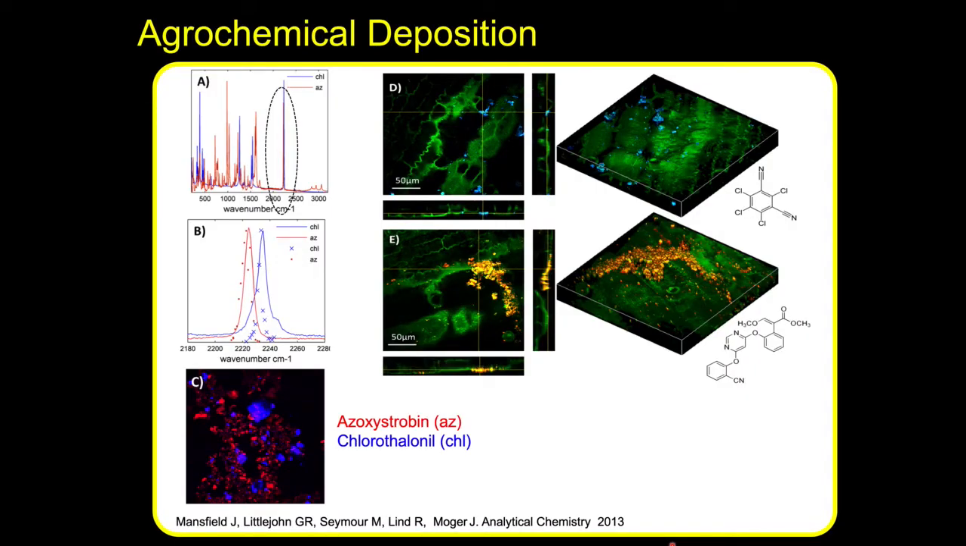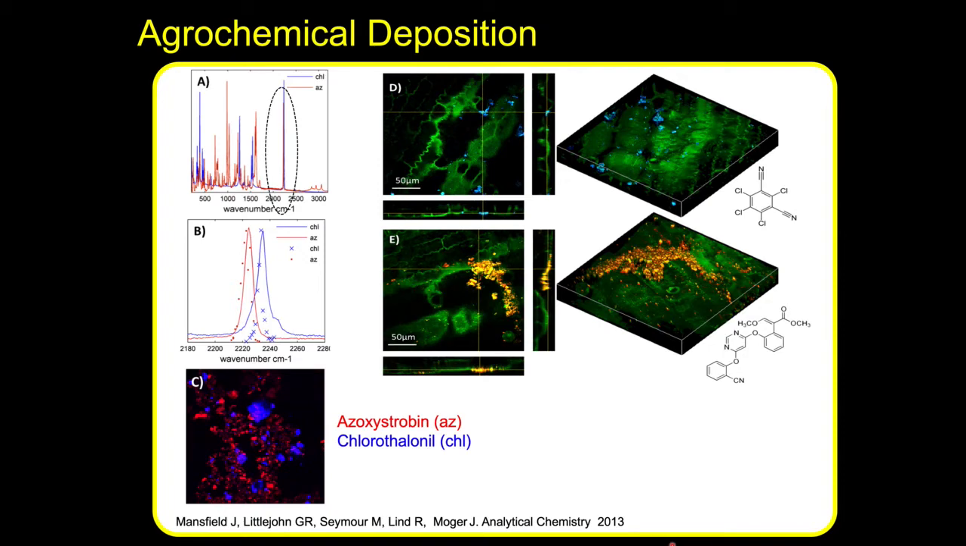So we've imaged the deposition of agrochemicals onto the cuticle wax, and again, by tuning into a specific frequency of the agrochemicals, we can map out the deposition of crystals onto the surface. This is very useful because it gives the agrochemical companies an understanding of what the compounds look like as they're deposited onto the surface. The crystal size and the distribution of crystals is very important.